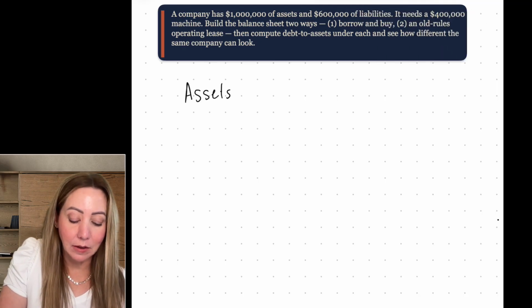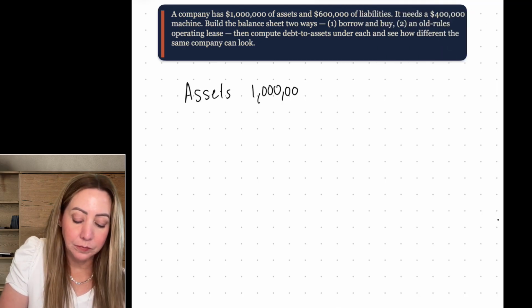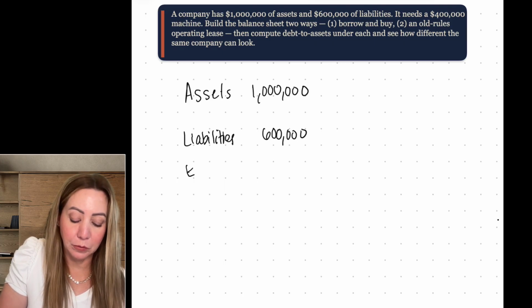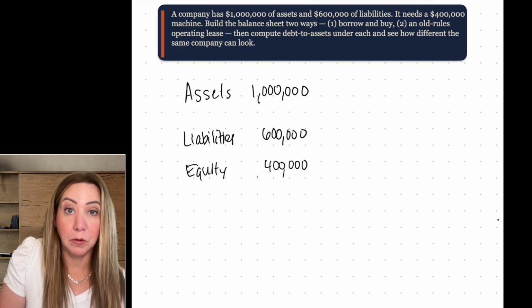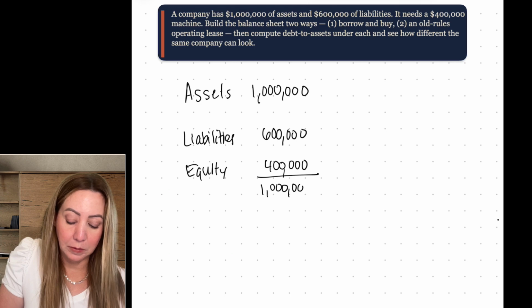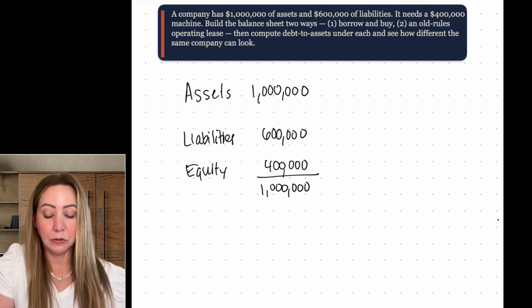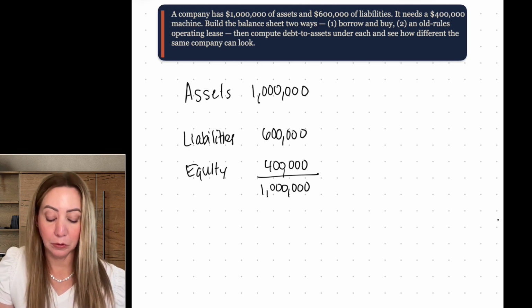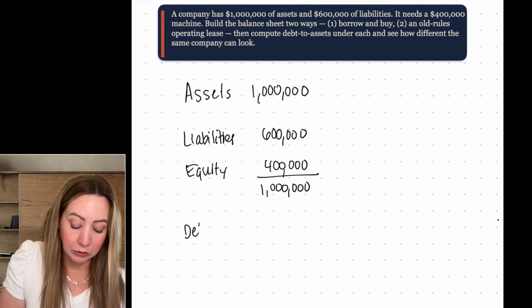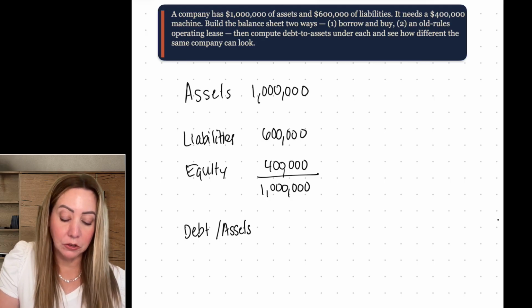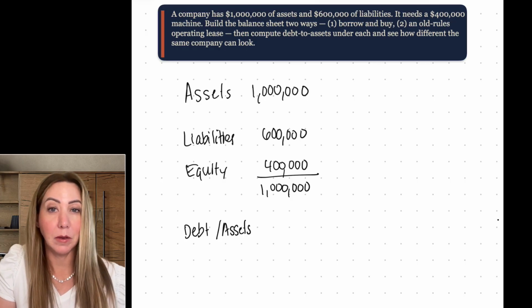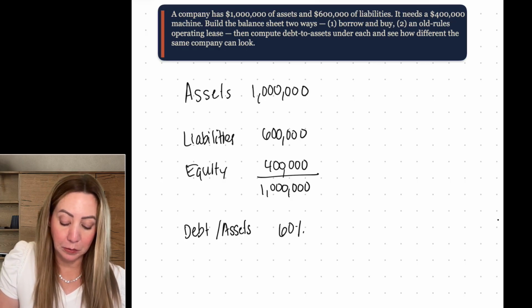They have assets of $1 million. And of those assets, 600,000 can be claimed by creditors, which means the other 400,000 can be claimed by the owners for a total of $1 million in claims on the resources. Our resources of $1 million can be claimed by these two different groups. So the first calculation that we'll do is debt to assets. And what this tells us is just how much of those assets, of the resources, can be claimed by creditors. And we've got 60% right now.